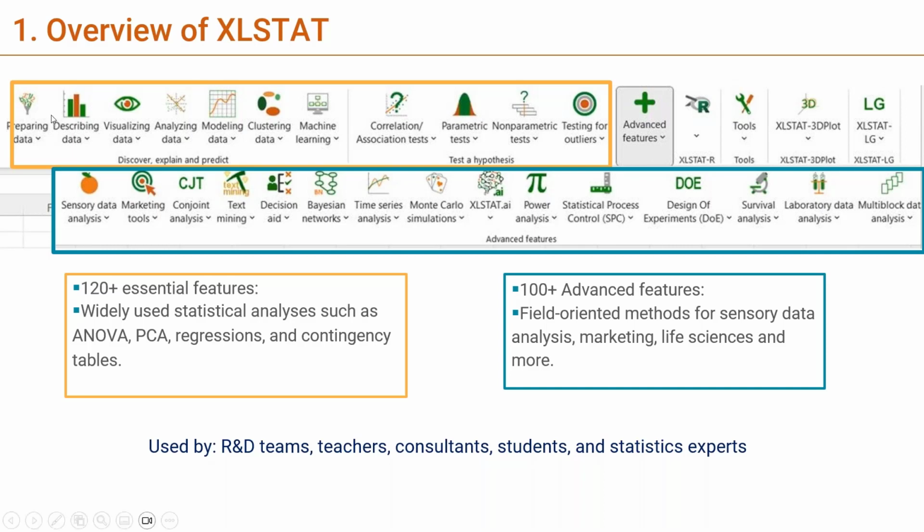Okay, the XLSTAT ribbon is divided into two main parts. The first one, highlighted in orange, includes 120 essential features, while the second one, under the advanced features, offers the field-oriented methods, as I said before, for sensory data analysis, marketing, survival analysis, and more. And overall, the software is used by R&D teams, data scientists, teachers, students, consultants, and basically anyone who needs to make data-driven decisions.